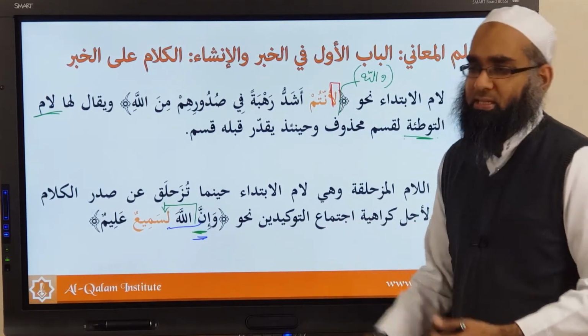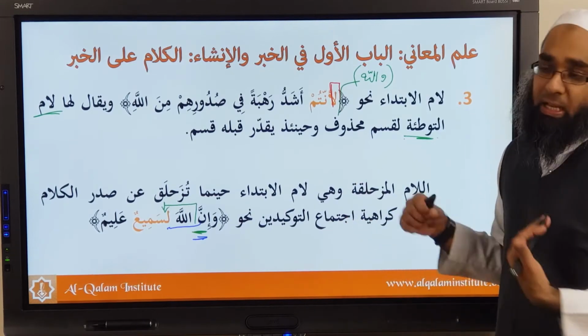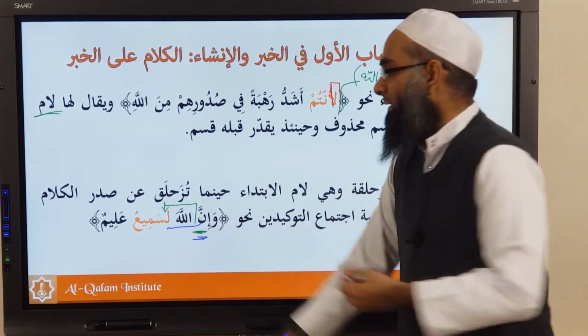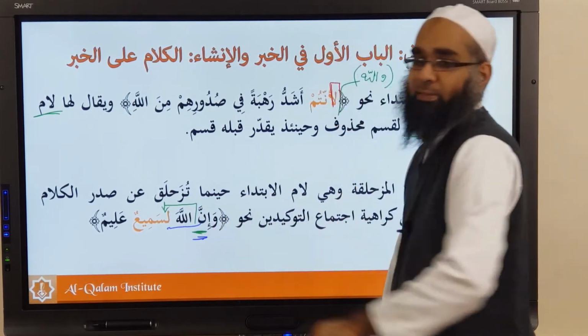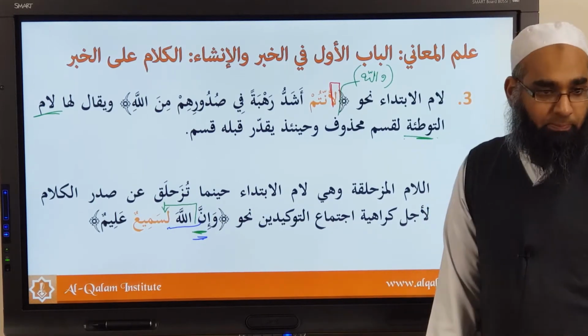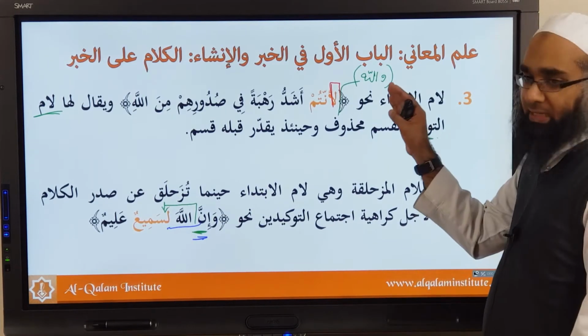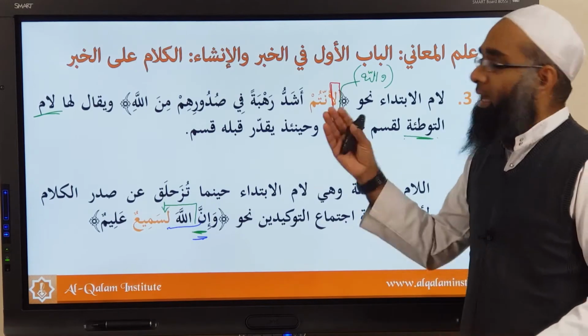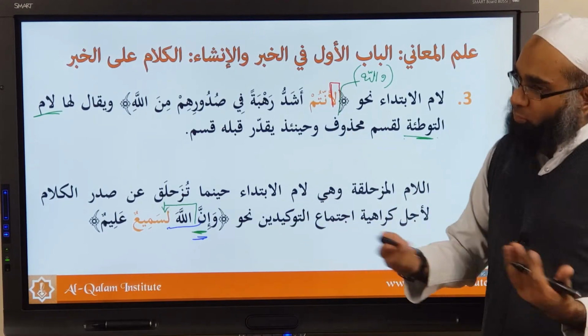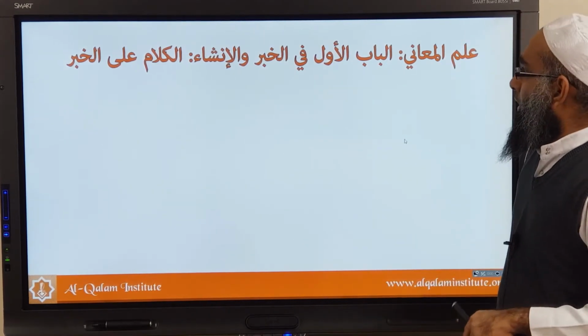It also gives the same emphasis as lam al-ibtida. But obviously when lam al-muzahlaqa comes, there'll be two, because lam al-muzahlaqa and inna. You follow? Yeah? So lam al-ibtida is also a particle of emphasis, and the lam al-ibtida which becomes lam al-muzahlaqa is also a particle of emphasis.